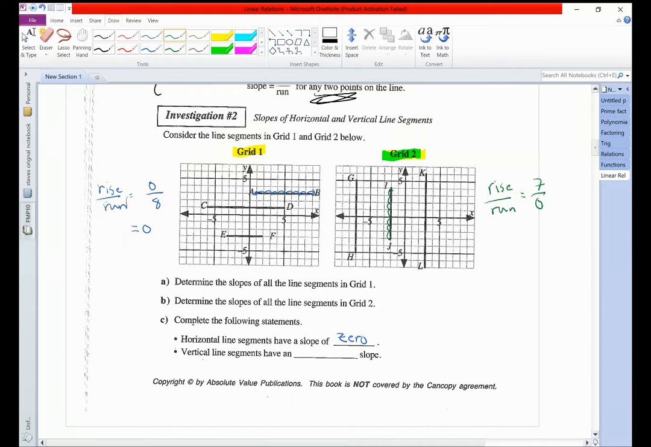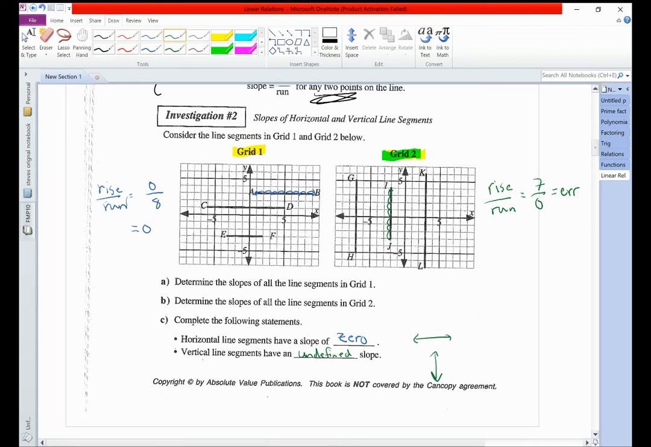And if you ever have tried to divide anything by 0 in your calculator, you are going to get error. You can't divide by 0. My math teacher used to tell me that the world will explode if you divide by 0. I don't really know what she meant by that, but I always remembered it. I'm not 100% sure why. So the slope of a vertical line, we always say, has an undefined slope. Undefined. We can't define it. So horizontal, 0, vertical, undefined.